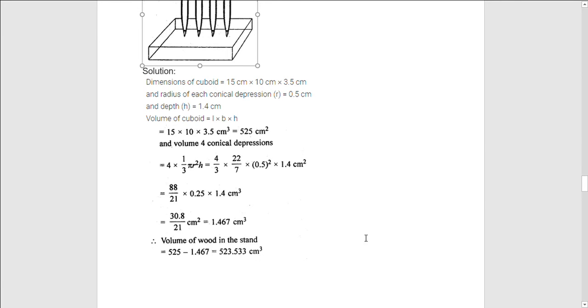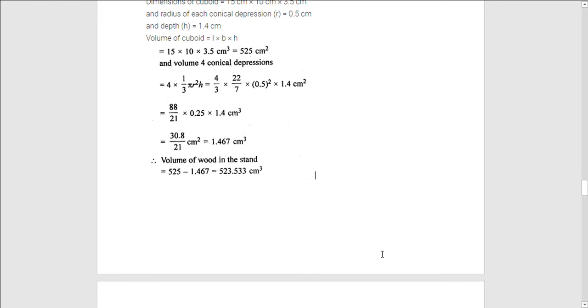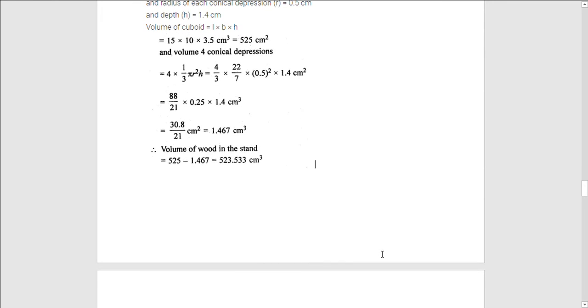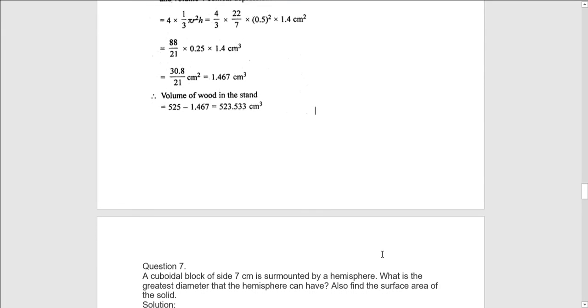Followed. See again I am asking you, this mensuration has lots of calculation, and all the calculation you please do on your own here on the right side. Time and again I am repeating, do not just copy, do this calculation on your own.